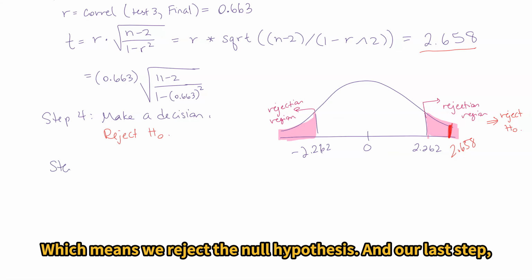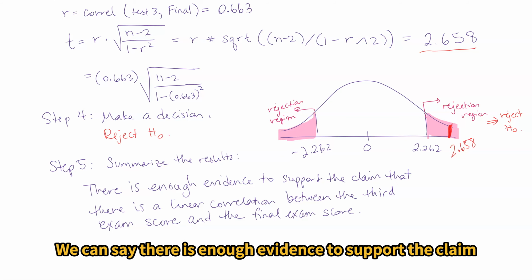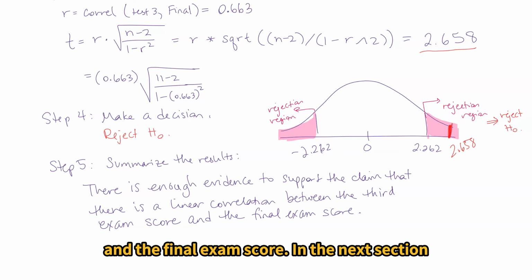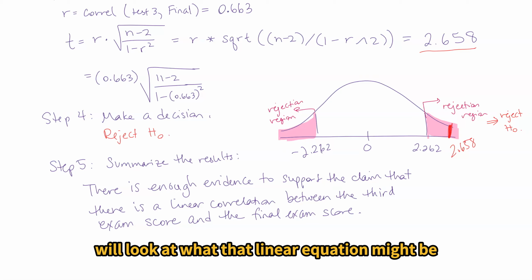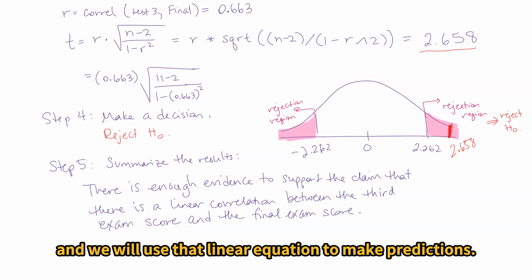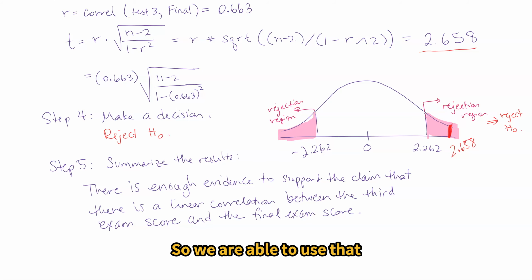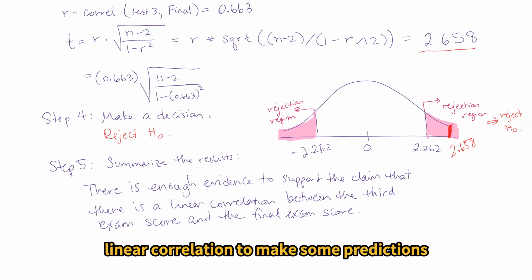And our last step, we need to summarize our results. We can say there is enough evidence to support the claim that there is a linear correlation between the third exam score and the final exam score. In the next section, we'll look at what that linear equation might be, and we will use that linear equation to make predictions. We found there is a linear correlation, so we are able to use that linear correlation to make some predictions within reason.